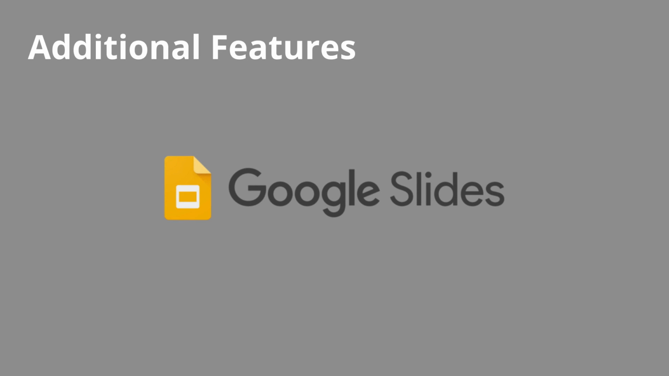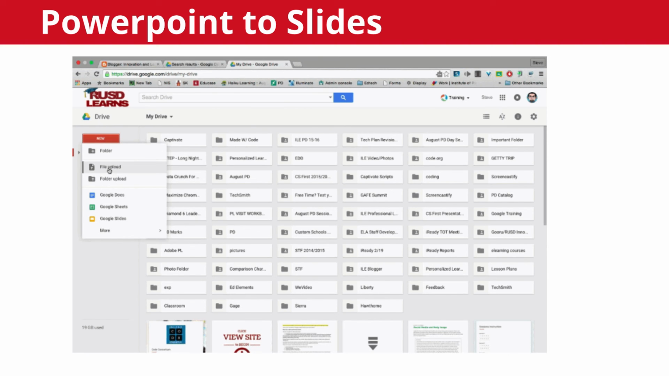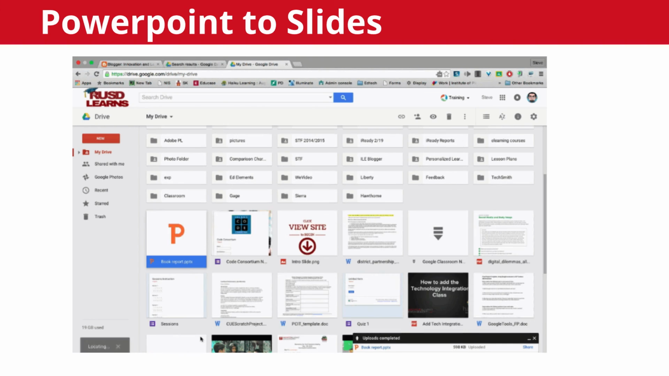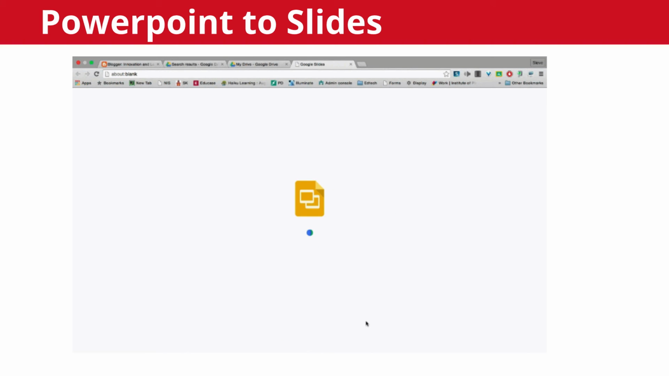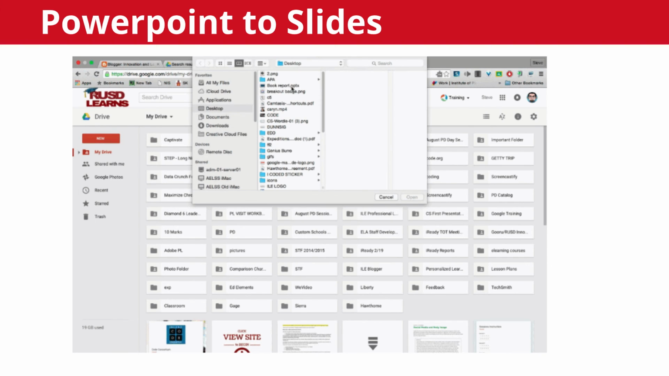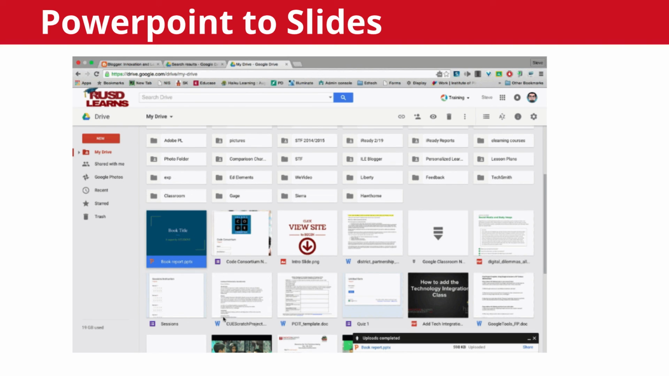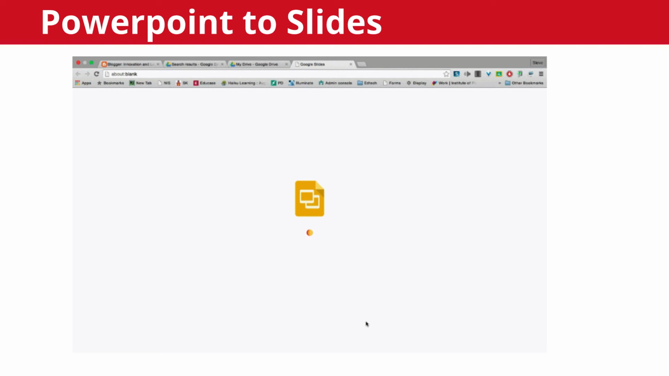So let's talk about some additional features in Google Slides. First, we can convert PowerPoints to slides. So we can upload our PowerPoint document. It'll upload into Google Drive. We can find that document, and then when we click on it, we can right-click and say Open with Google Slides, and that will convert the PowerPoint document into a Google Slides document. And the animation is going to go through again. But I will tell you, unless you have some very, very complex animations or some complex formatting, the documents actually do transfer very well to Google Slides from PowerPoint.